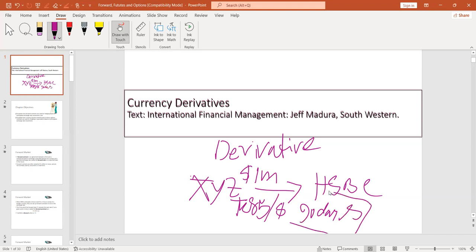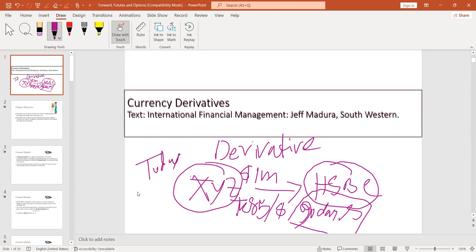It means XYZ Limited will receive $1 million from HSBC Bank at the end of 90 days. But the contract is signed today. So today, XYZ and HSBC Bank signed a contract to buy $1 million at the rate of taka 85 per dollar, and the time period of this contract is 90 days.